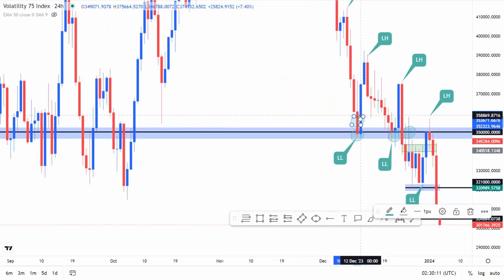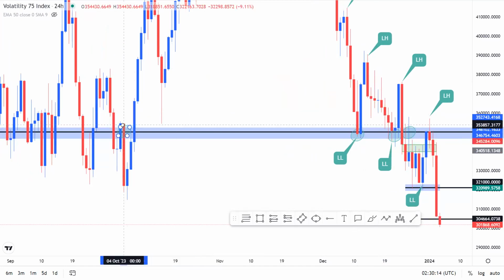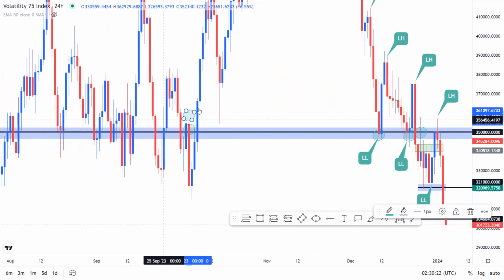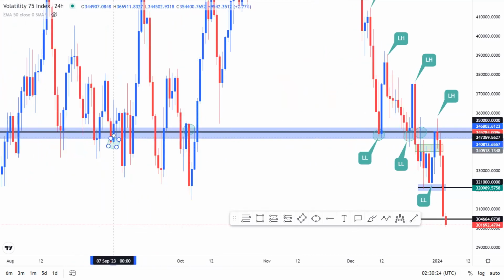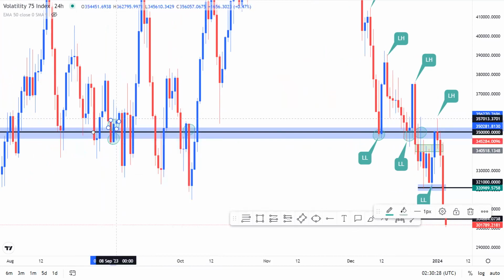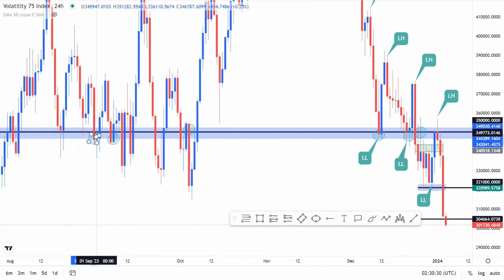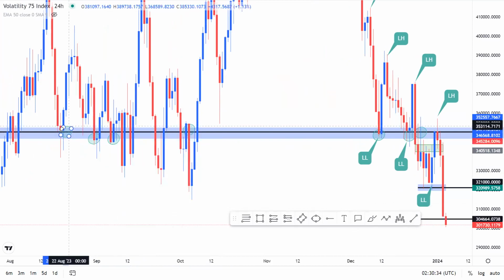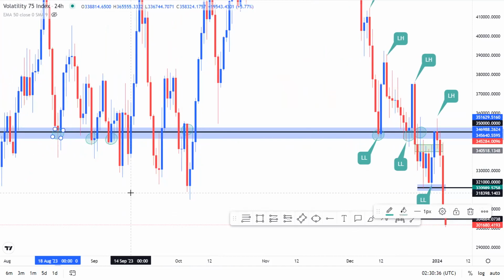Looking back in time at that very level, right about here, when we were beneath the level, we had a retest of the level, and the level held up as resistance. You can see right about here, we had the level as support when we're above the level.